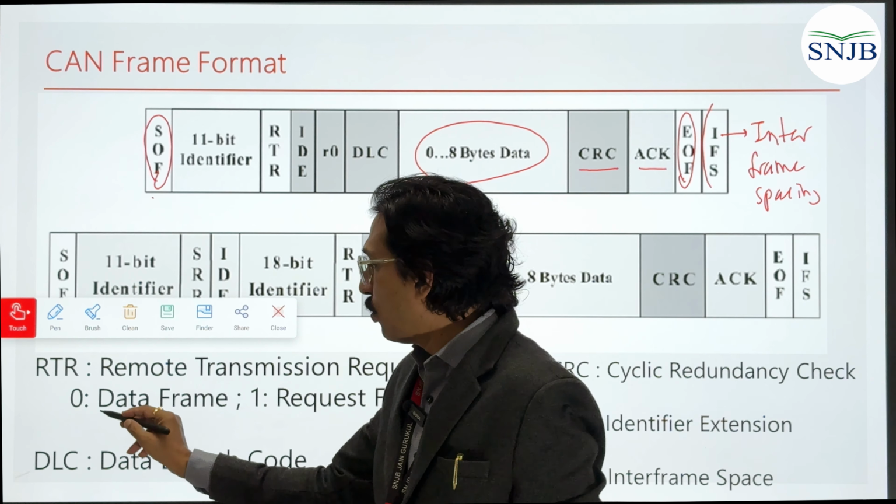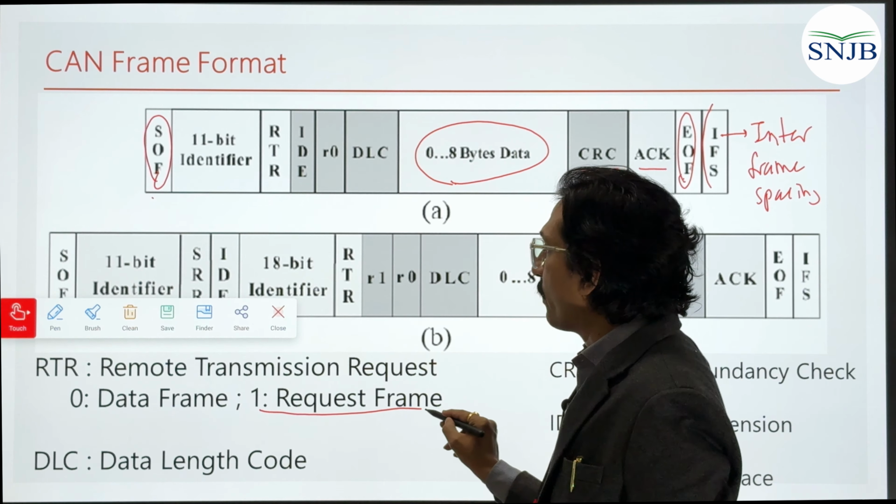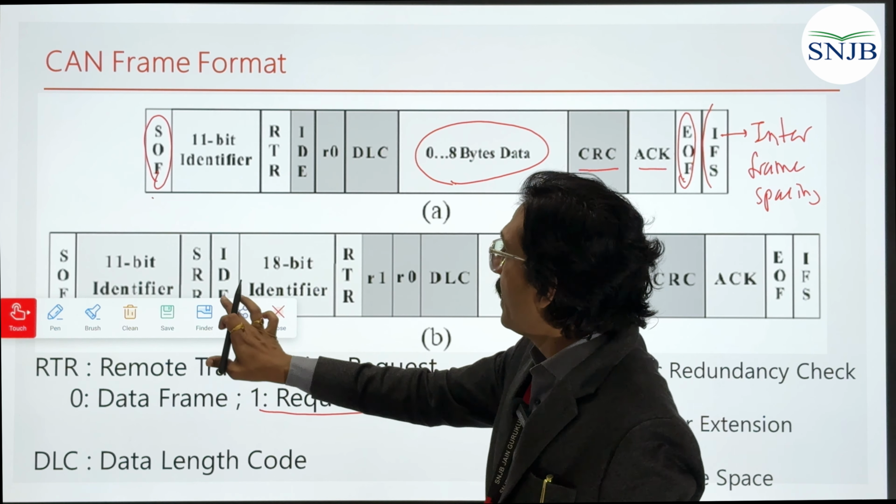If its value is 0, it means we are expecting a data frame. When its value is 1, we are expecting a request frame. So this is about the RTR.